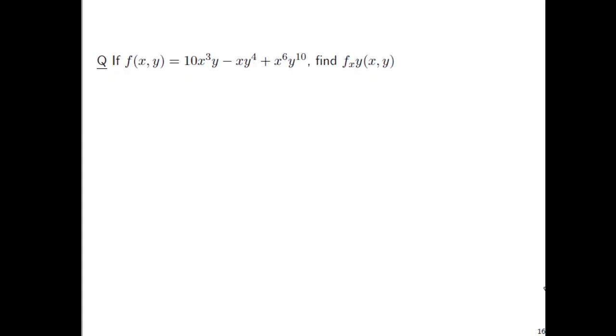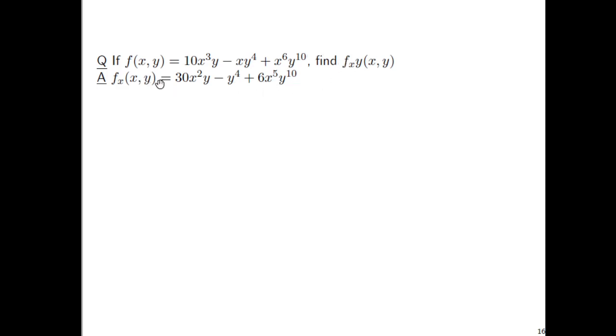So let's do some computations, right? So let's take 10x to the third y minus x y to the fourth plus x to the sixth y to the 10th and find f sub xy of x comma y. So that means find f sub x first. And so we differentiate with respect to x. You get, so treating y as a constant, 30x squared y minus y to the fourth plus 6x to the fifth y to the 10th.